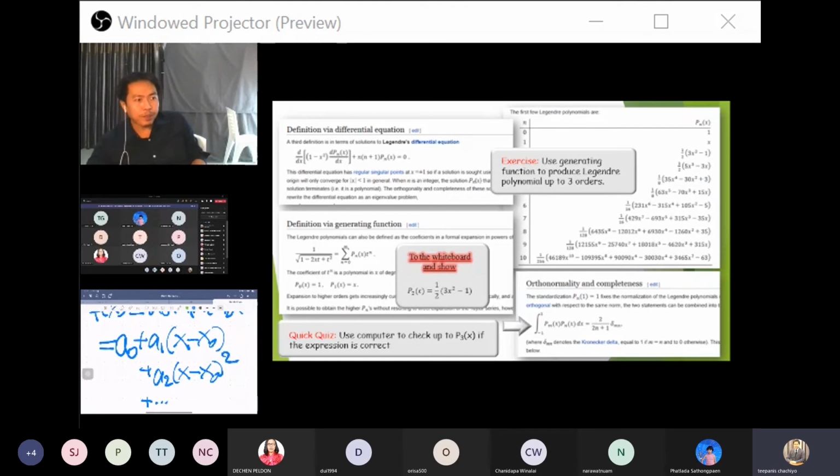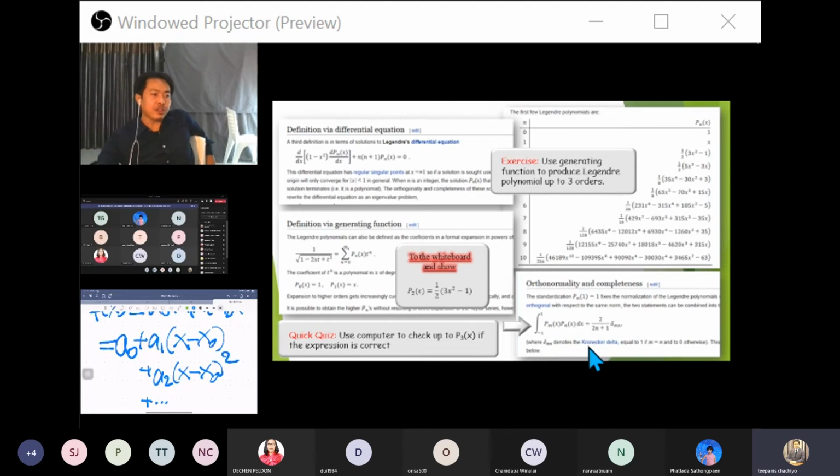The quiz is the following. Suppose I look at these properties in Wikipedia, and it says when you integrate Pm and Pn together, you get 2 divided by 2n plus 1. So I wanted to check, what if I have P3? Do I get the same answer as what Wikipedia says?